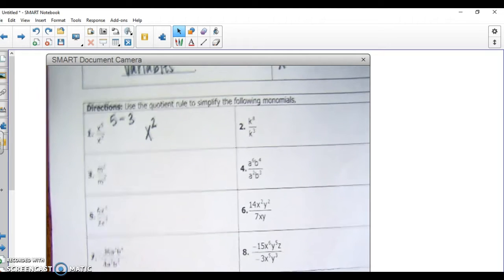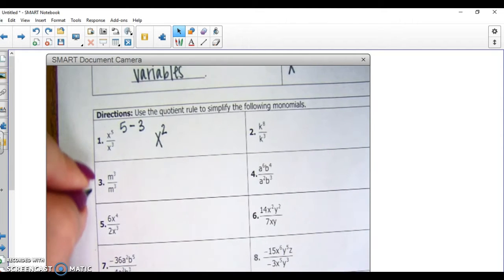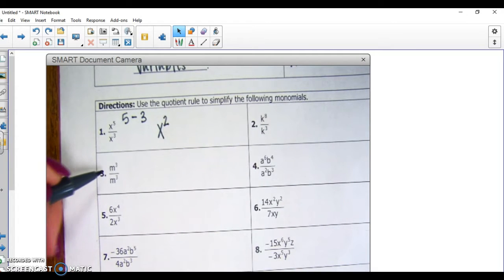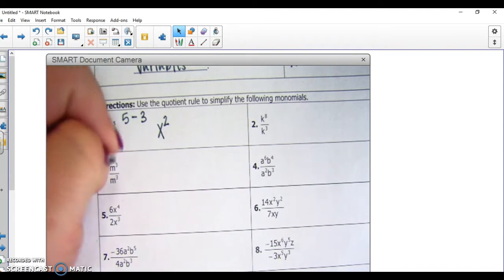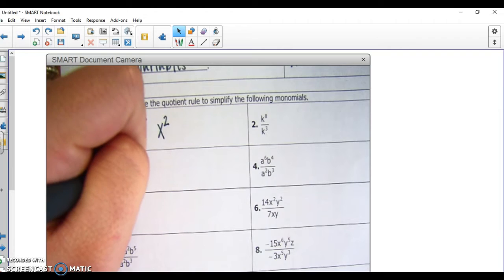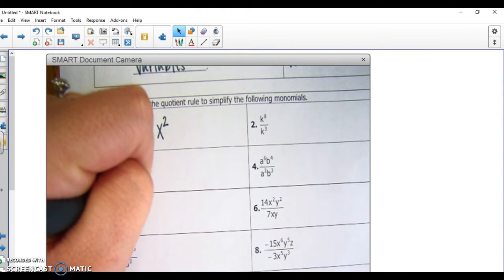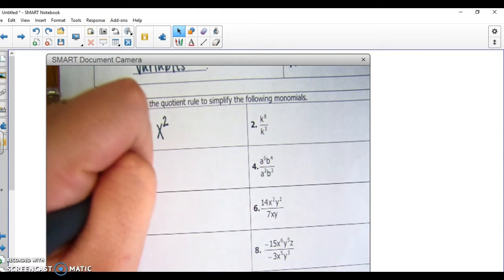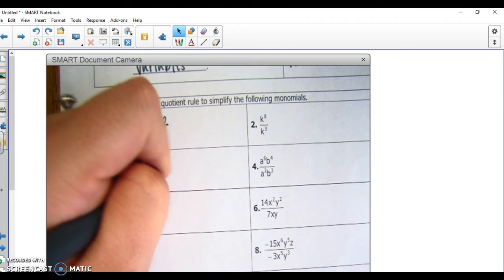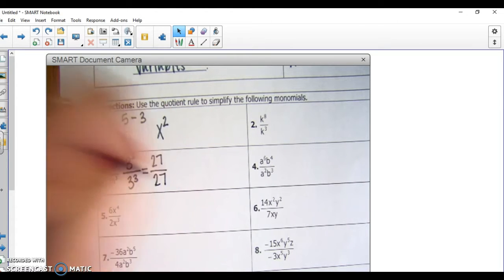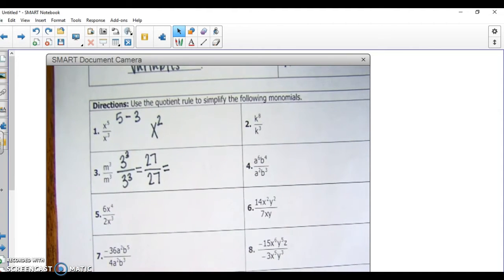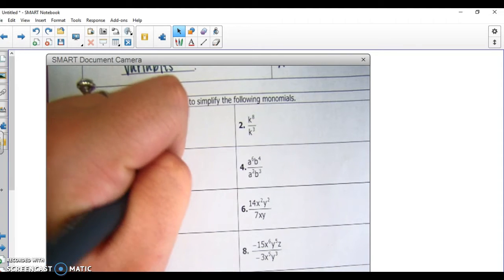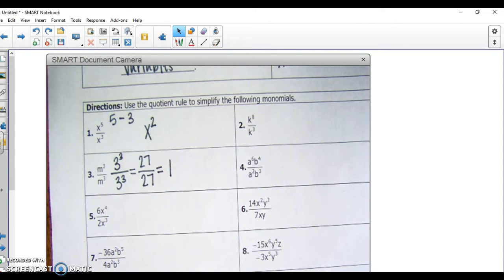Alright, so if I had something like number 3, where I am dividing m cubed by m cubed, if I use real numbers there, so let's say m equals 3, I have 3 cubed divided by 3 cubed. So I would end up with 27 divided by 27. It's just like any other time that we divide a number by itself, we're always going to end up with 1 as our answer.